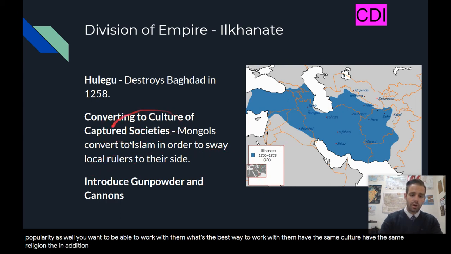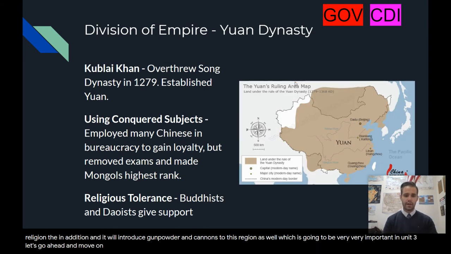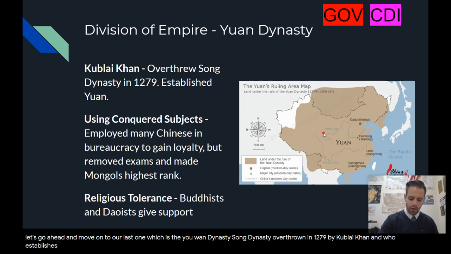In addition to converting to Islam, the Ilkhanate will introduce gunpowder and cannons to this region as well, which is going to be very, very important in Unit 3. Let's go ahead and move on to our last one, which is the Yuan dynasty. Song dynasty overthrown in 1279 by Kublai Khan, who establishes the Yuan dynasty.